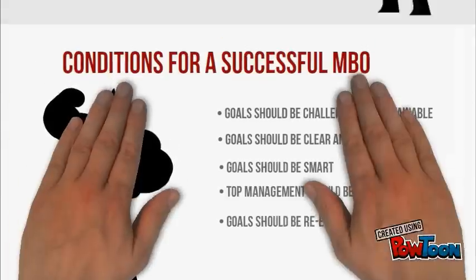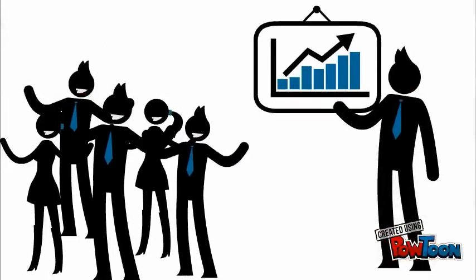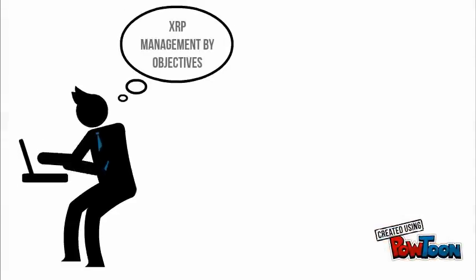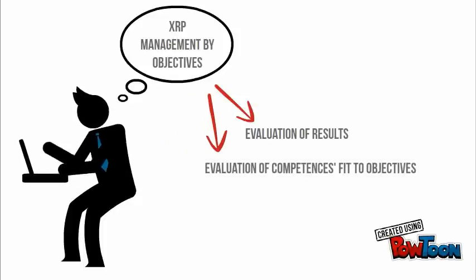Now that John explained to the board of directors how an MBO can improve their company's performance, they decided to implement it. In 2011, Crédito Agrícola developed a software called XRP, Management by Objectives. It was divided into 2 main processes, one focused on the employee's results evaluation and another ensuring that the right objectives were assigned to the right people based on a competences analysis.